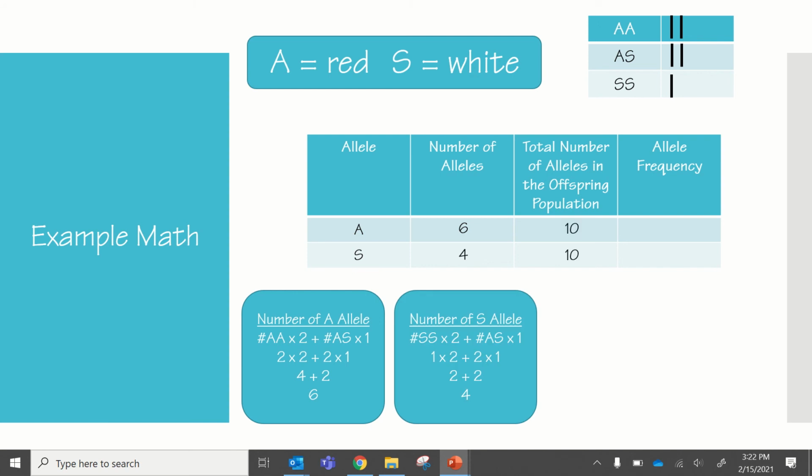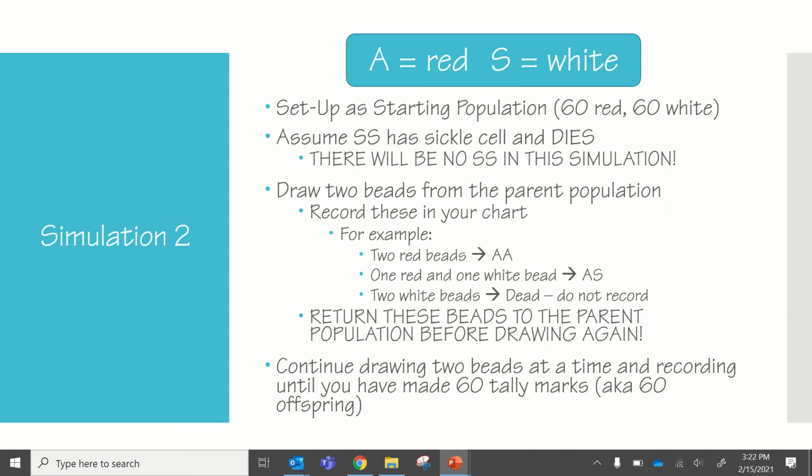Now yours should say 120 because you have 60 individuals that each have 2 alleles. So yours would be 120, but since I only did 5, mine is 10. Then we take the number of individuals, divide by the total. 6 divided by 10 gives you 0.6. 4 divided by 10 gives you 0.4. So that's our simulation 1.